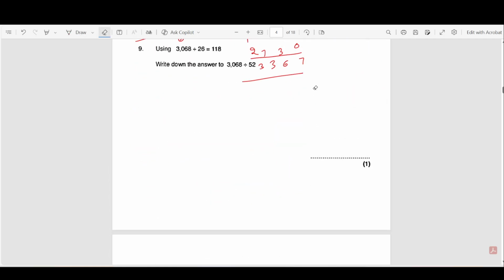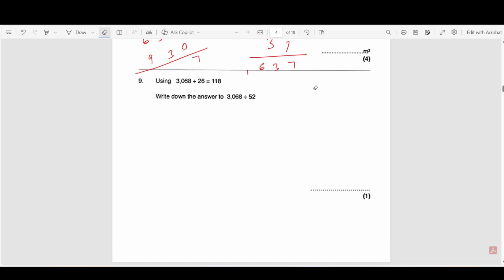Okay, next question. This is a division question. Using this, we need to write down the answer to this division. So we need to use the upper part to do the division.